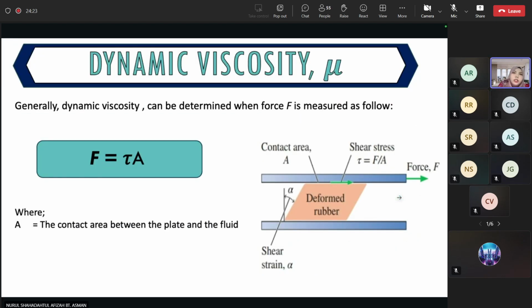So next is dynamic viscosity. Dynamic viscosity can be determined when the force is measured as follows. Force equals shear stress times the area. Why is it times the area? Because it is related with the contact area.